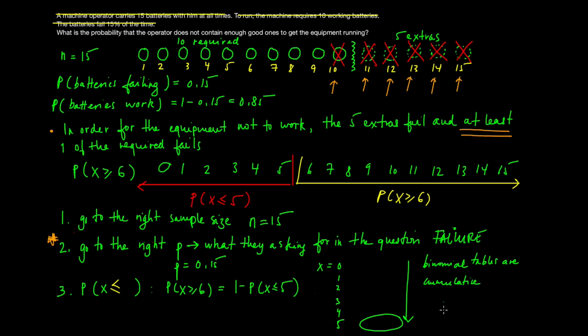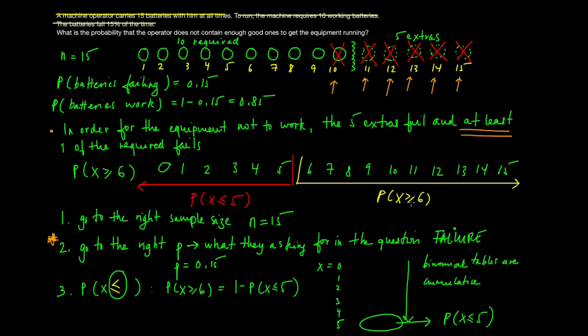Okay? Binomial tables are cumulative. So you remember from the theory, the cumulative means that at this line right here, this is equal to the probability of X being less than or equal to 5 because it contains everything leading up to the 5, including the 5, right? So that's why I always suggest you structure your binomial problems this way to make it really easy to look at the table.